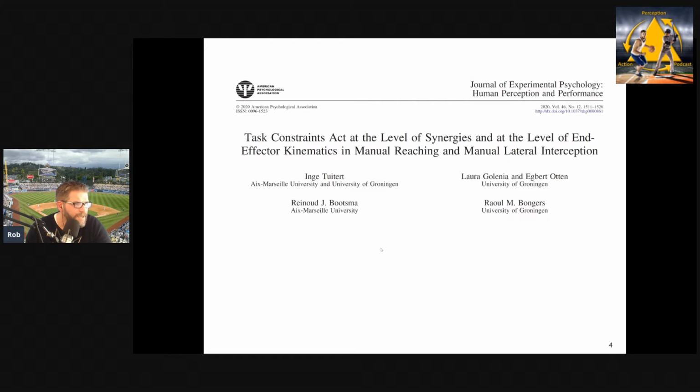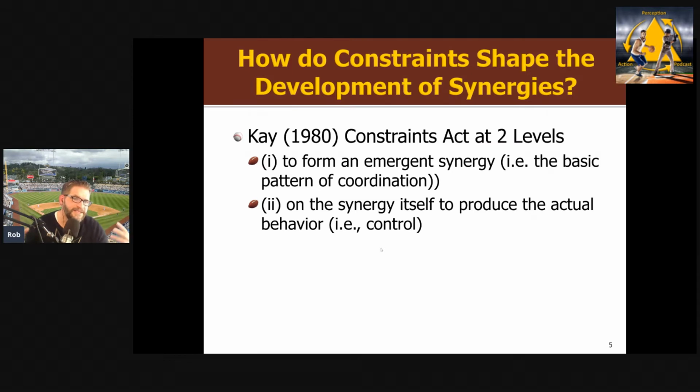So what they did in this paper, they were interested in how task constraints shape the development of these synergies. And they were informed by an idea proposed by Kay in the 80s that constraints are going to act at two levels. First of all, they're going to force us to create the synergy in the first place, right? A certain combination of joint angles are going to work together. So maybe our shoulder and elbow for a certain task. Maybe for another task, it's going to be our wrist and elbow. And then within that synergy itself, they're going to actually act to constrain the actual outcome.